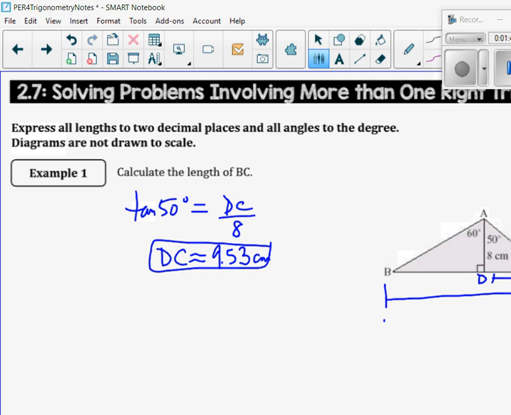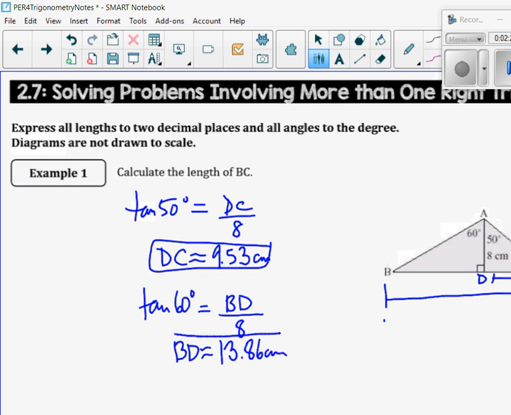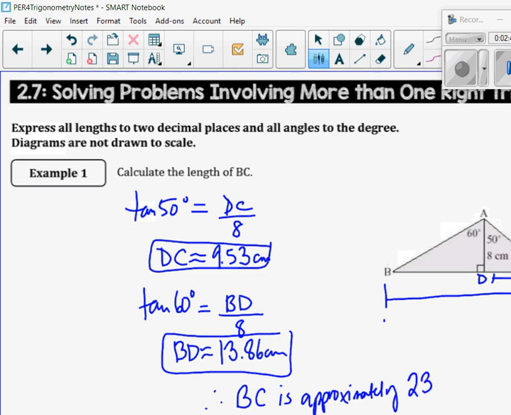Does everybody see? Now we're going to do BD. And what trig ratio are we going to use? Tan again. So tan of 60 degrees is equal to opposite, which is BD, divided by the adjacent, which is 8. So BD is approximately, did you get 13.86? Okay, so therefore BC is approximately, we're going to add these two together, 23.39, and that would be centimeters, yes? Any questions there?